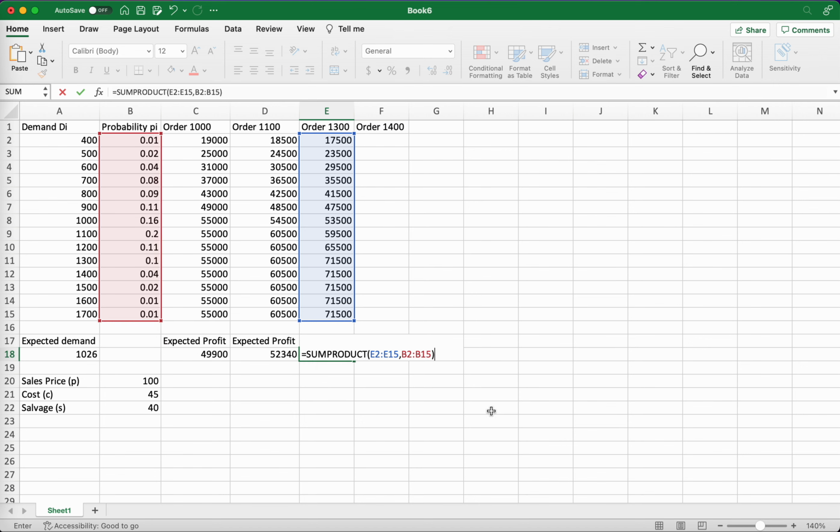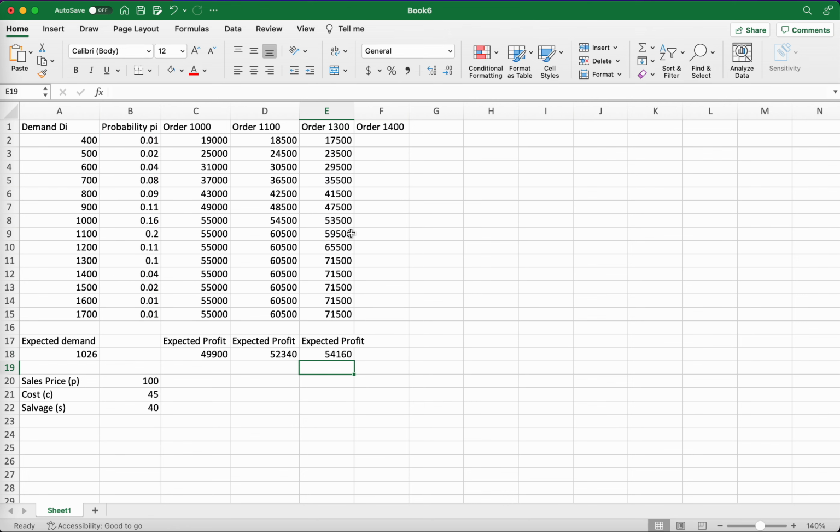Expected profit is the sum product of the potential profit values and the corresponding probability. So again, why are we doing this sum product? You're saying that we make $17,500 of profit with a 1% chance, 23,500 profit with a 2% chance, 29,500 with a 4% chance, and so on. So multiply the probability with the corresponding values and just add them all up. There you go, 54,160.